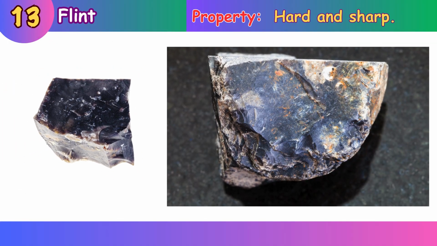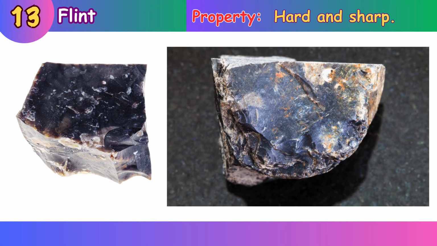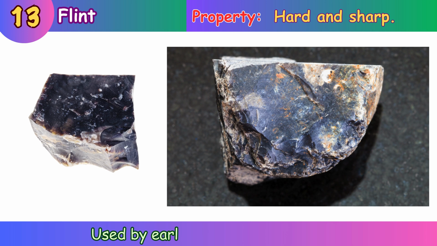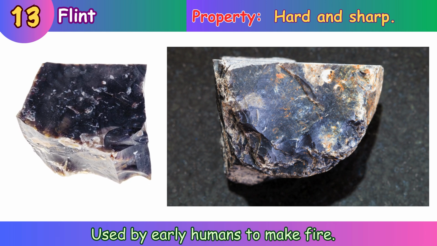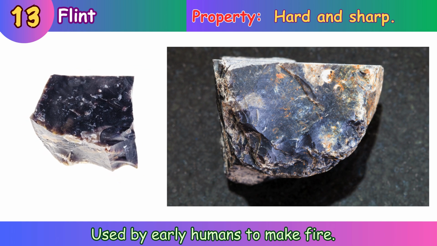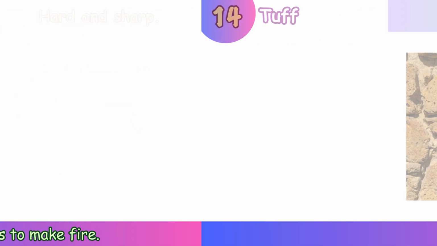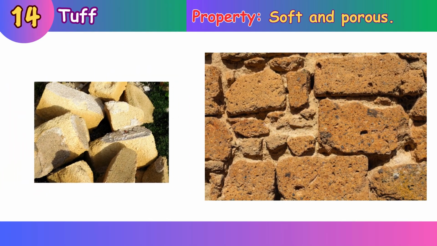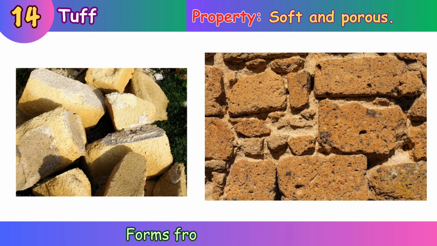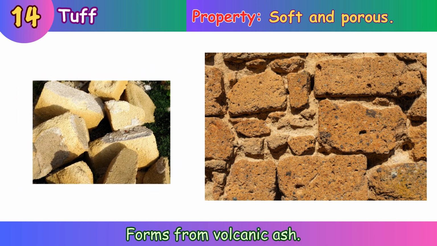Flint. Hard and sharp. Used by early humans to make fire. Tough. Soft and porous. Forms from volcanic ash.